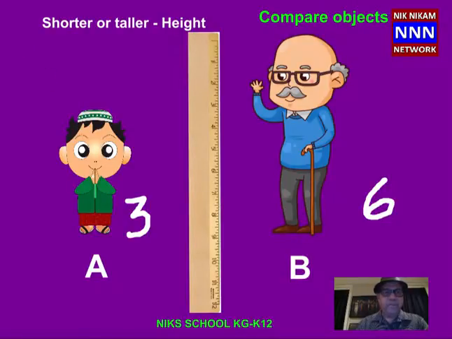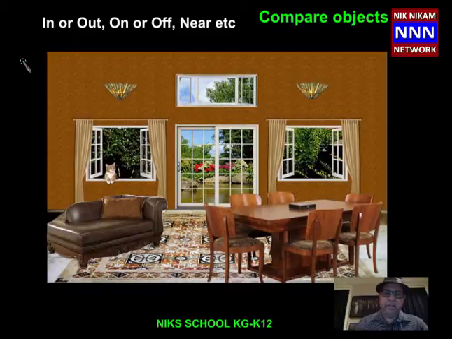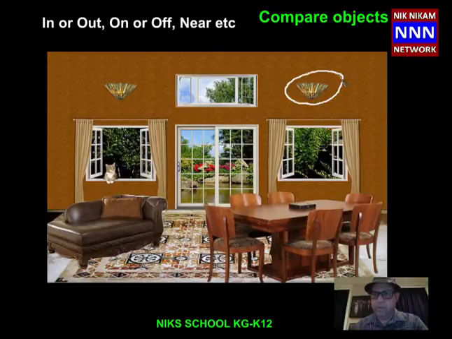Let's go to the next comparison. Okay, there are a lot of interesting things here. I want you to pay attention because it's very important for us to know. For example, this light here, is this above the window or below the window? Look at it. You can see it. So the light is above the window because it is at a much higher height than the window.